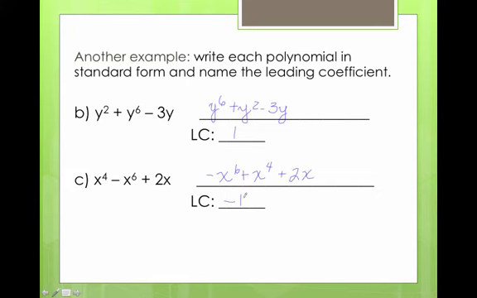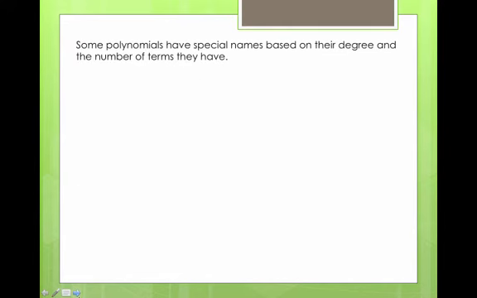Notice my leading coefficient is -1. Okay, I've got that negative tacked out there. Okay, so there's going to be a lot of notes on this page. Be prepared. Some polynomials have special names based on their degree and the number of terms they have. We're going to go through the degree part first.